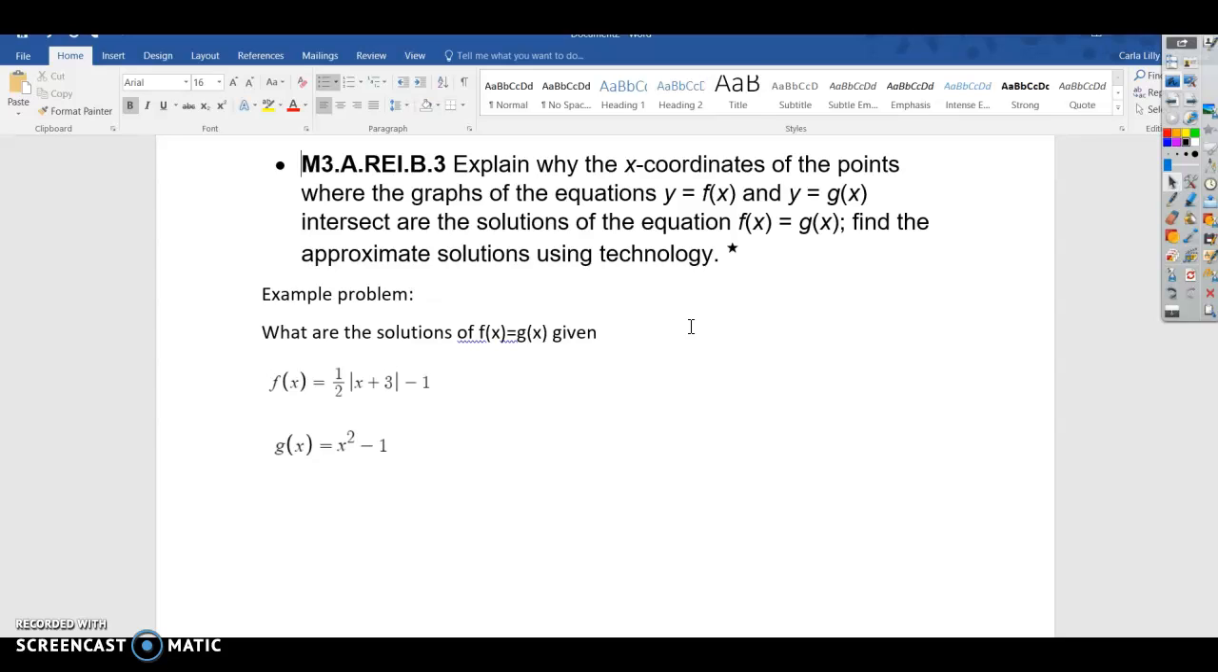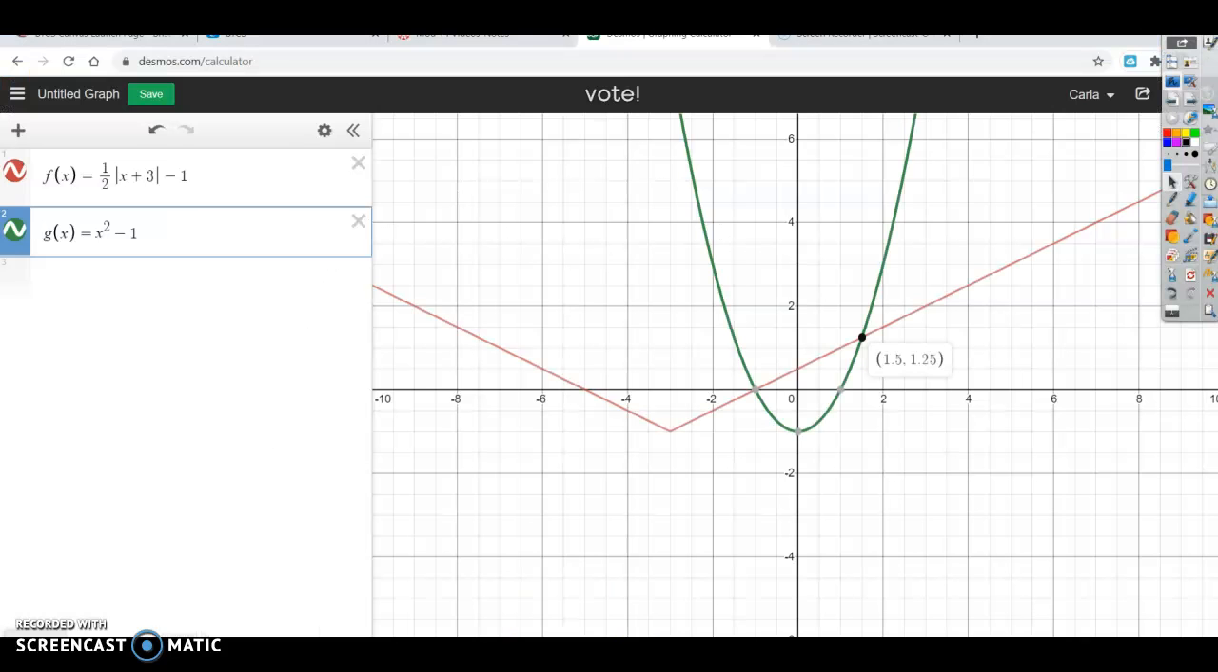So you may have a problem that says, what are the solutions of f of x equals g of x given these two equations? All right, so if we look at this, hopefully we've looked at enough equations now that you know that this one is an absolute value equation, so it is a V-shaped graph. This one is x squared, so that means this one is a quadratic, so it's going to have a U-shaped graph. So what are the solutions of f of x equals g of x? Okay, and what do the x coordinates mean? So let's look at what these look like.